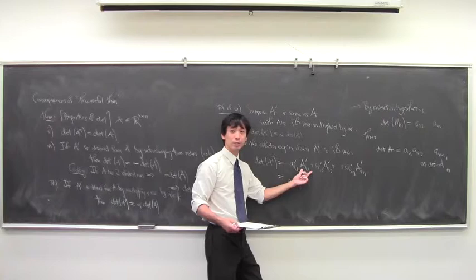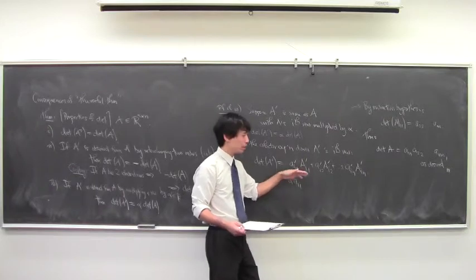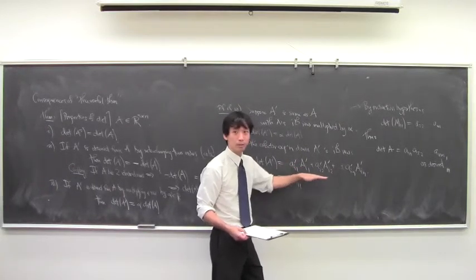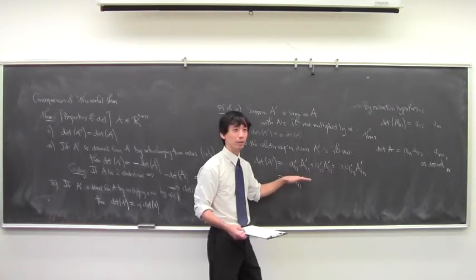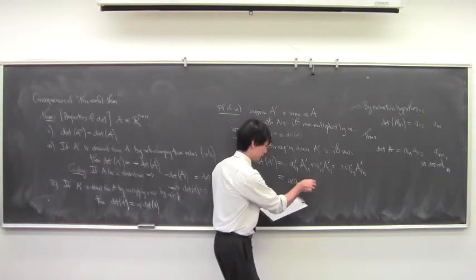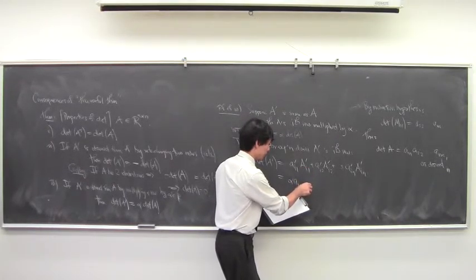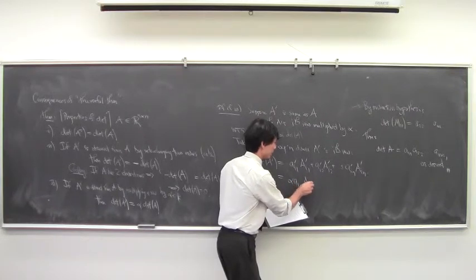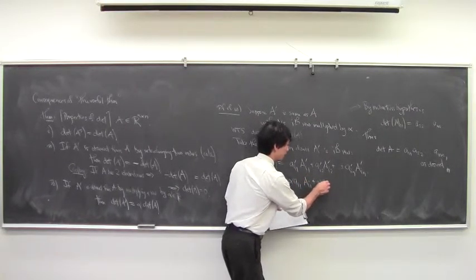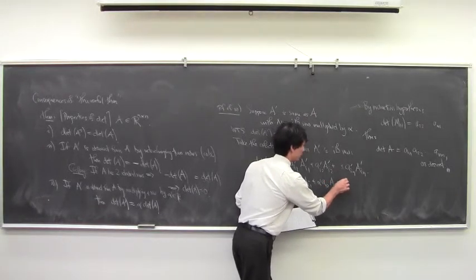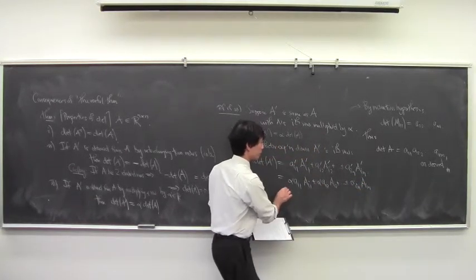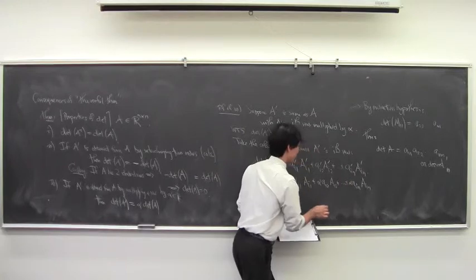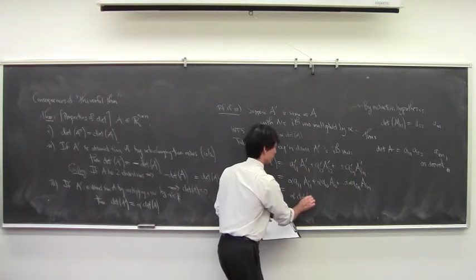Because the cofactor is going to be -1 to the I plus 1 times the determinant of the minor matrix. But if you erase the ith row, the minor matrices are identical, excepting that ith row. So this AI1 prime is the same thing as AI1. So we end up with alpha AI1 plus alpha AI2 plus ... plus alpha AIN, which is just alpha times the determinant of A.